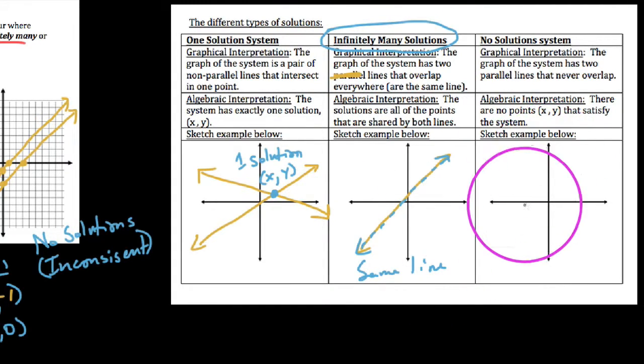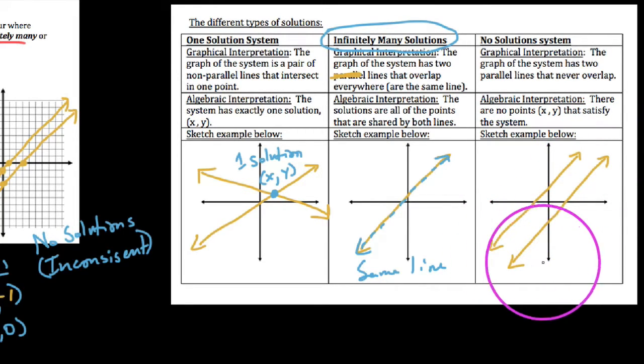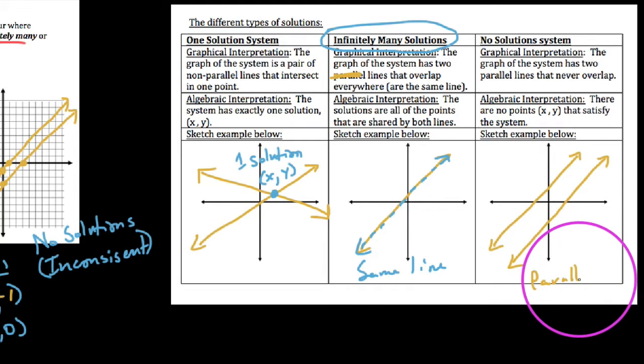And then last but not least, no solutions. The graph of the system has two parallel lines that never overlap. So a system that has no solutions, that is inconsistent, would look like this right here. And these are parallel lines.